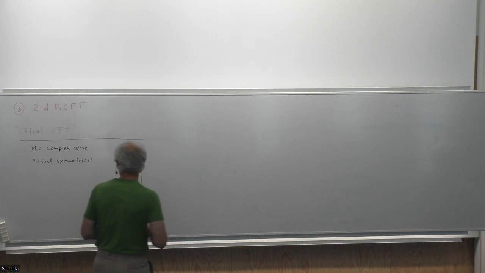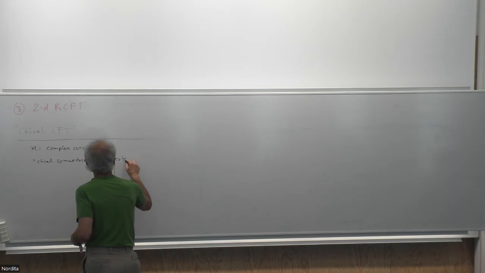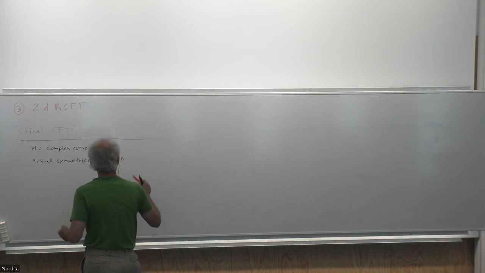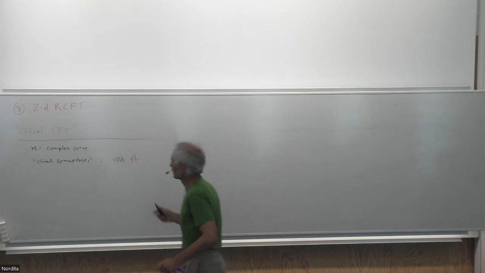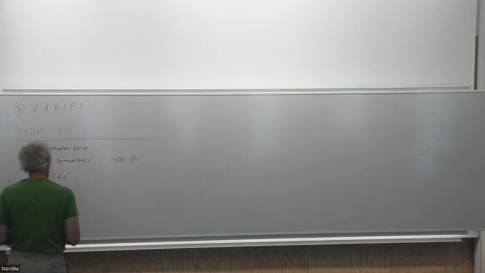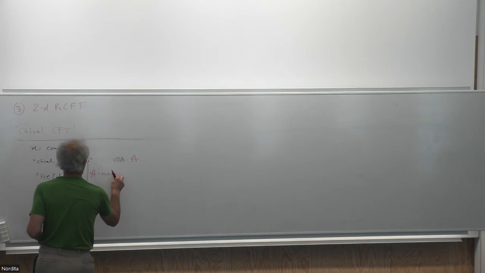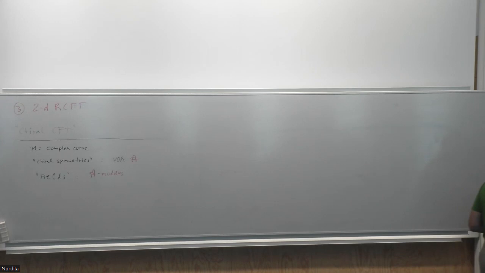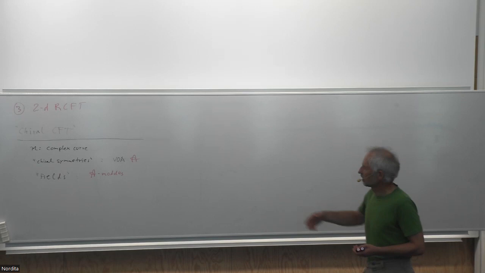I call them chiral symmetries. These correspond to a vertex operator algebra. Let me abbreviate it because I will say it a few times, which I just call maybe A. The fields in this situation will be just A-modules. And you can then ask what is a fusion product of fields. Is this defined indeed?